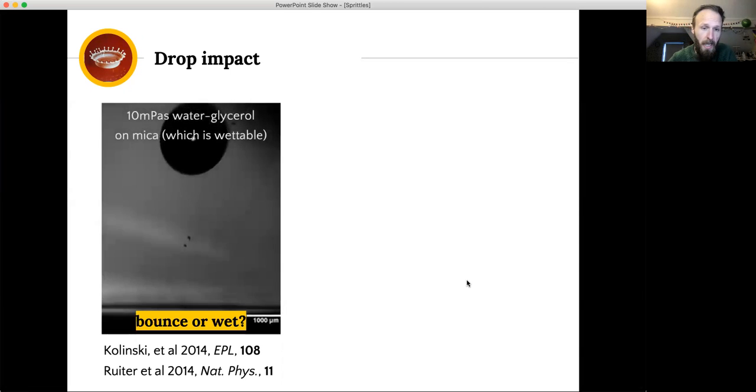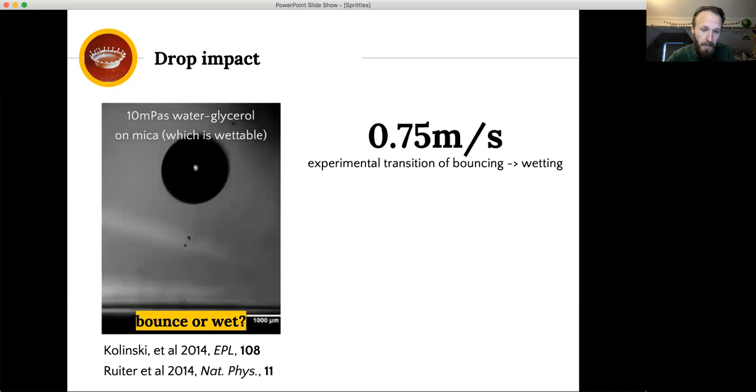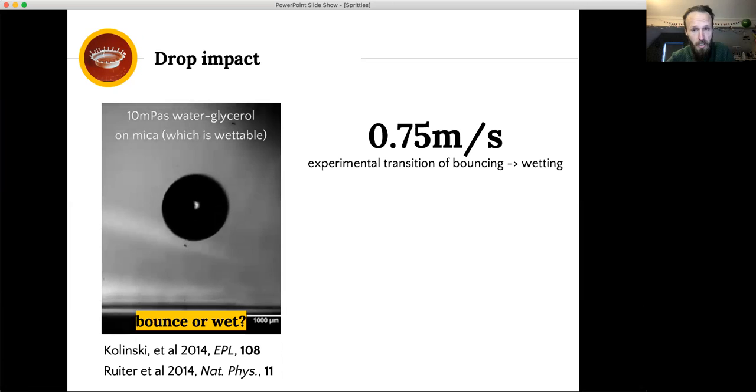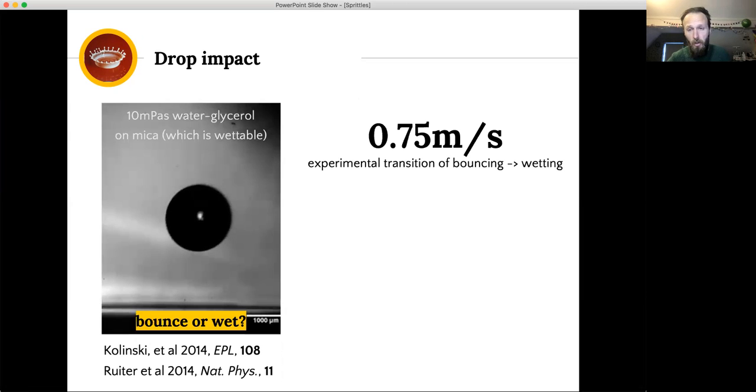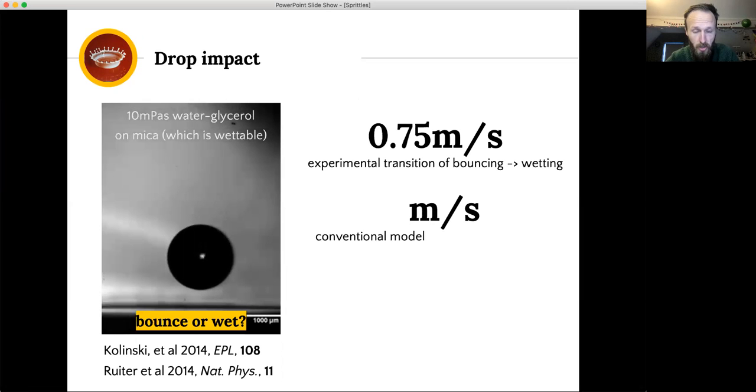And what we'd like to look at is whether drops of this type bounce or wet, because it's known at sufficiently high speeds, these drops will touch down and wet. So experimentally, it was found that this is around 0.75 meters per second. And yet what we've shown is that if we apply the conventional model, which we see in all CFD type software, then there's no transition at all. The drop will always bounce.